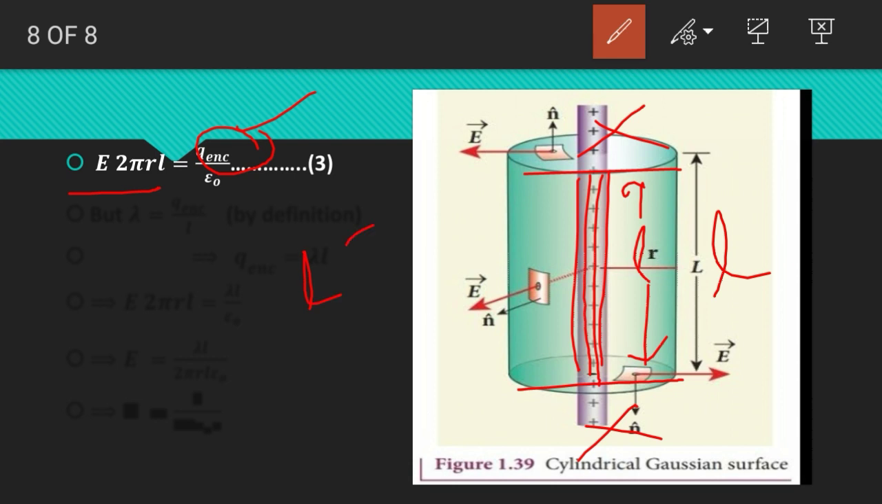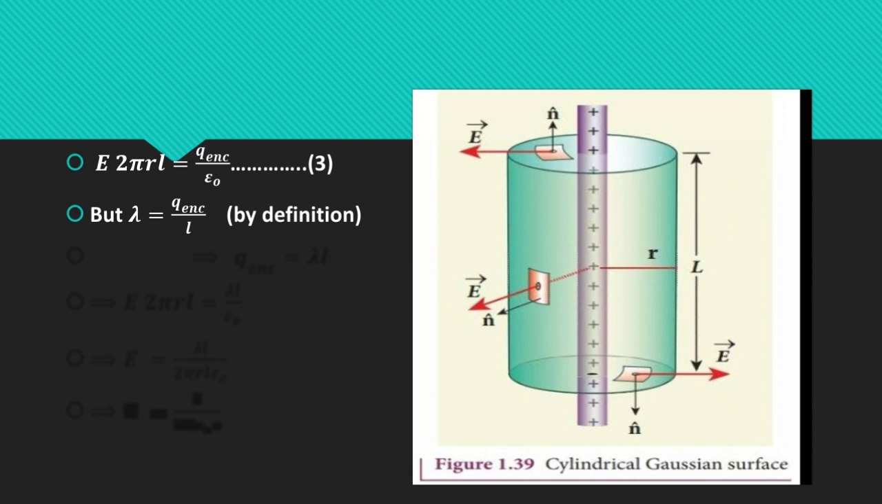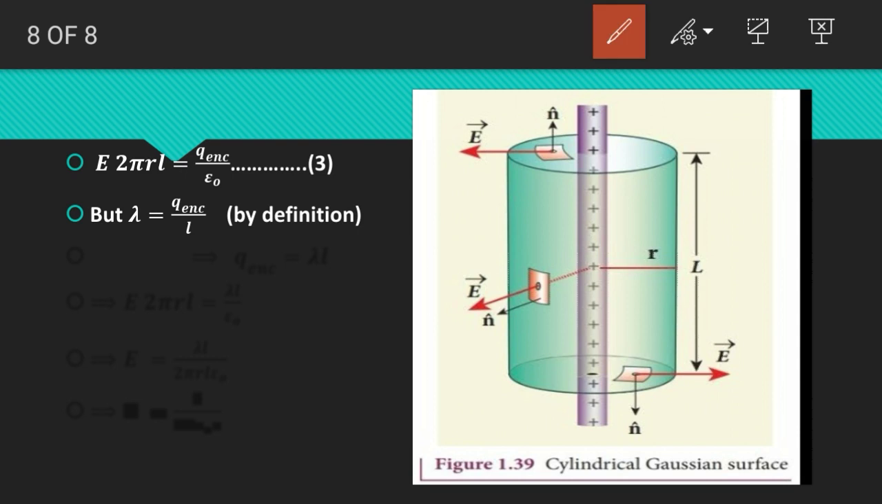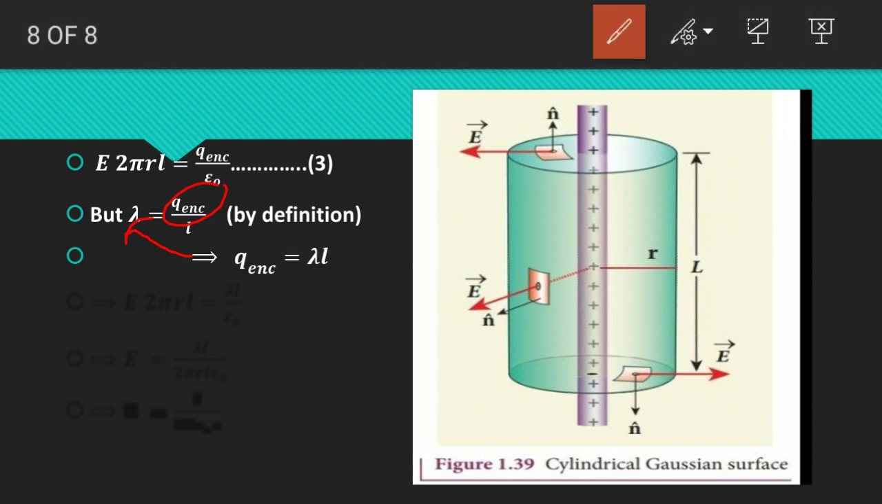Now if the length is given, then we can calculate Q enclosed, because we have another parameter, the line charge density, given. If I multiply that line charge density by L, then I can get Q enclosed, because by definition lambda is equal to Q enclosed divided by L. So if I multiply by L, then Q enclosed will be equal to lambda multiplied by L. Now I can substitute this Q enclosed in equation 3.